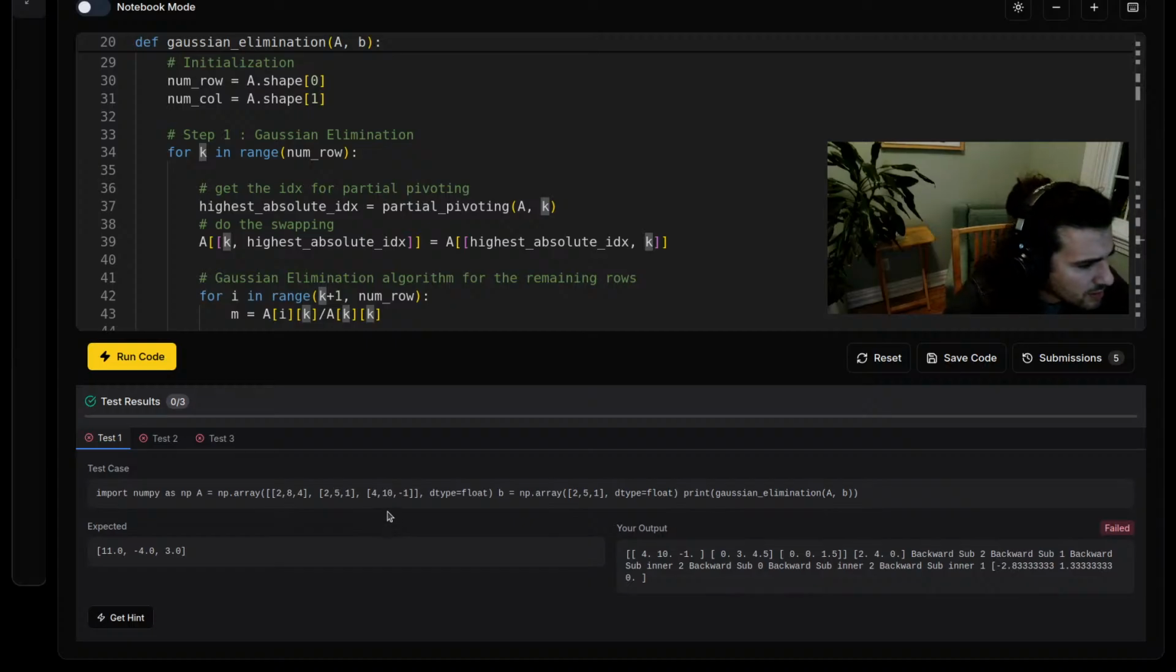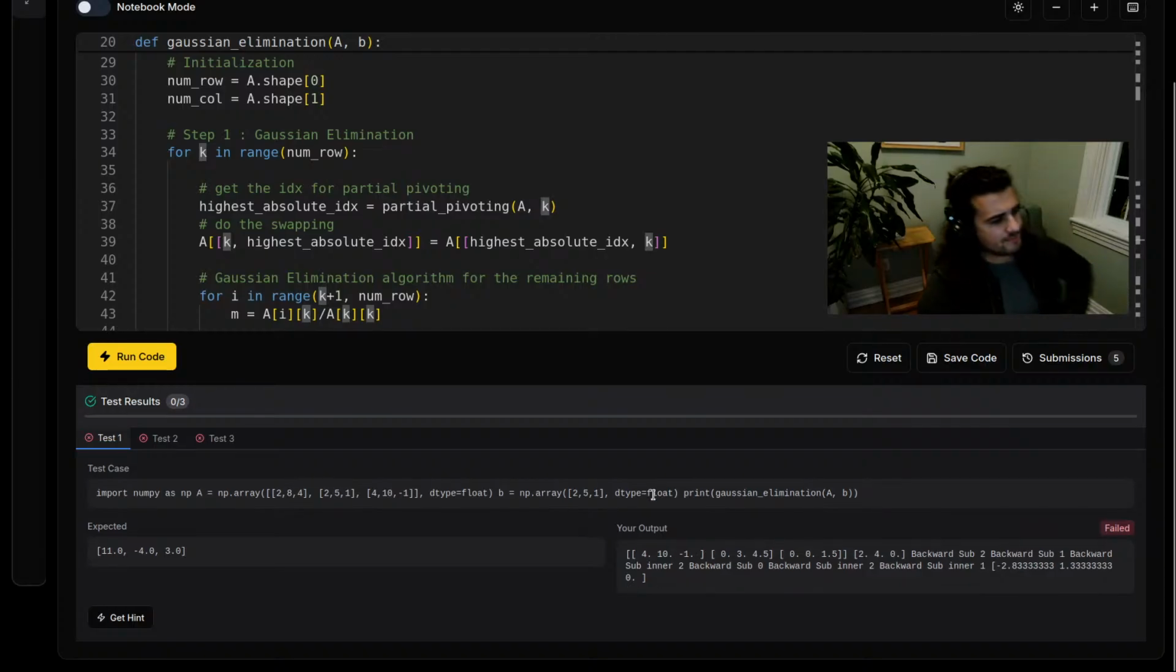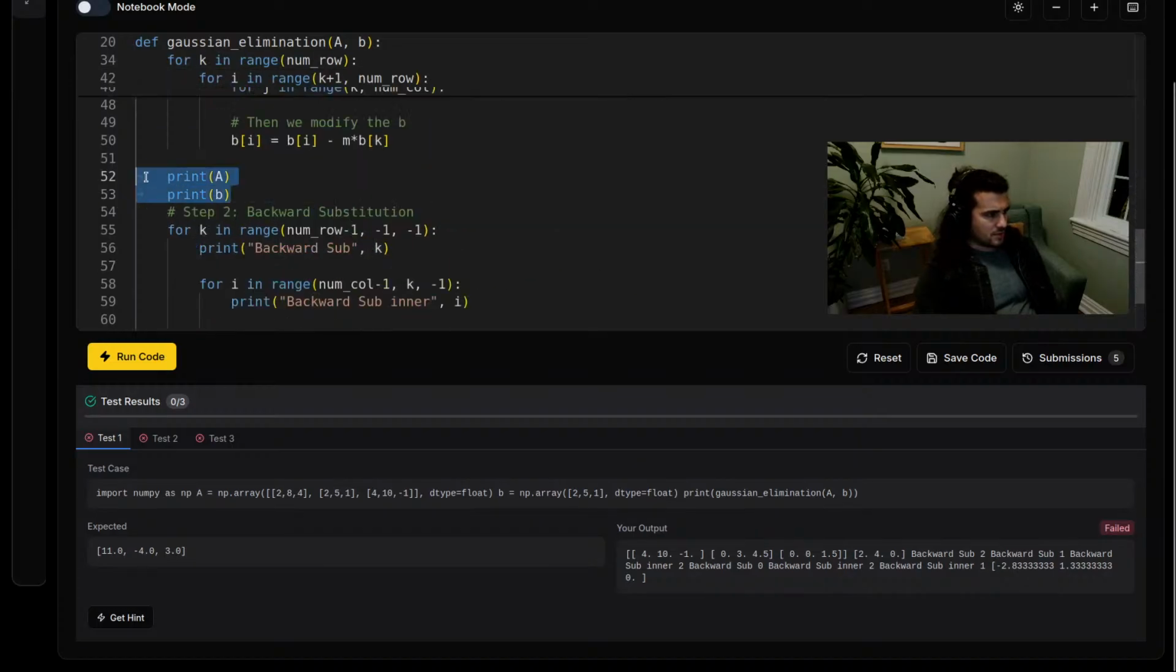Is this another one that we haven't swapped properly? I don't think so. Okay, 4, 10, minus 1. That's good. And then we have a 0, 3, 4.5. Both of them are 0, 0. Am I printing the right stuff? Yes.